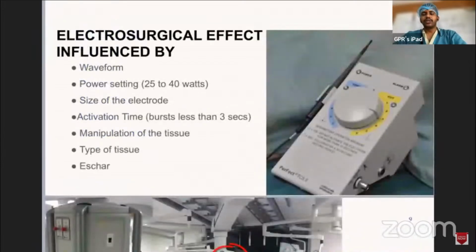The electrosurgical unit is easily influenced by the waveform, the power setting, whether it is a low voltage setting or a high voltage setting, the size of the electrode we are going to use, and the activation time, how long we use it for a particular stimulus on the manipulation of the tissue. Sometimes the type of tissue matters too. Remember, I just said that fat has more resistance, whereas nerve has the least resistance, and eschar formed out of burns also has this effect.